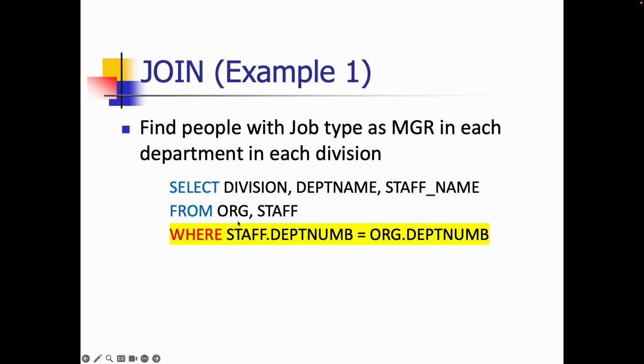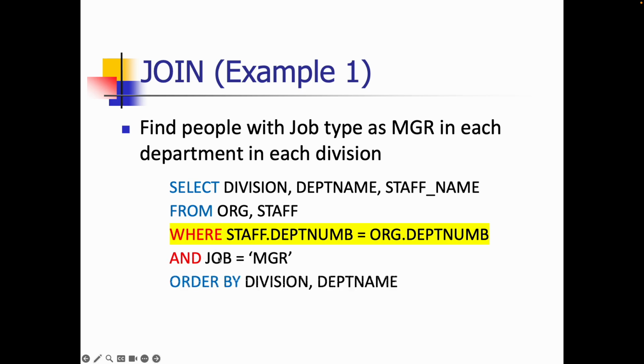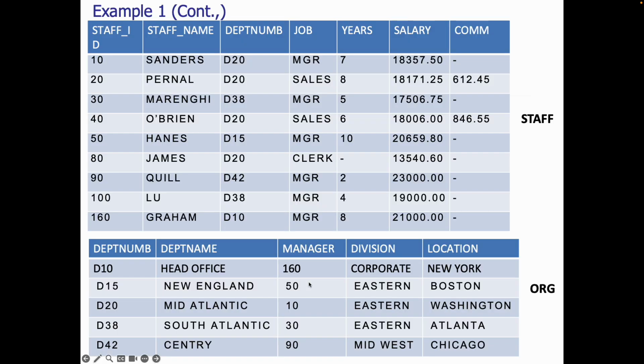And also your condition is that the job should be manager. Because if you just write this, then it gives you all the job types, sales and everything. But you want another condition that the job is manager. And then you can order by. Maybe I ask you in the exam, maybe not. If I ask you to order by division and department name, then you write like this.